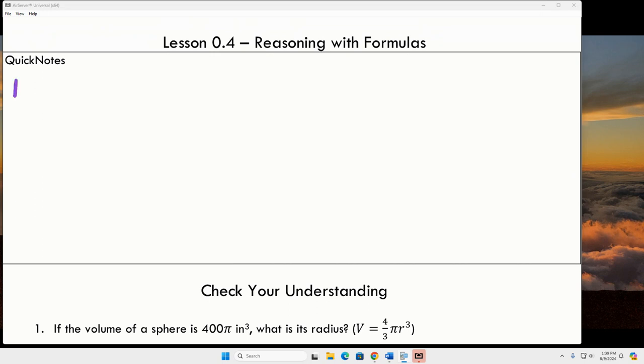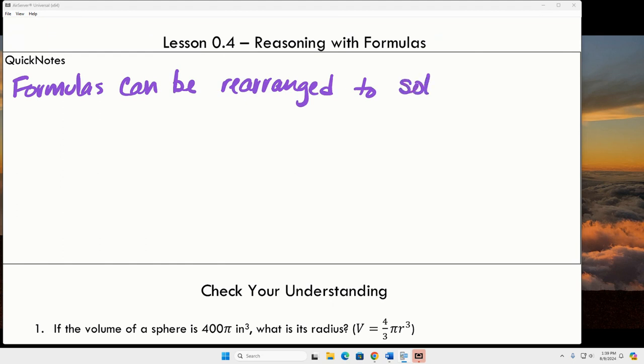So anyway, formulas can be rearranged, I should say, to solve for a given variable.